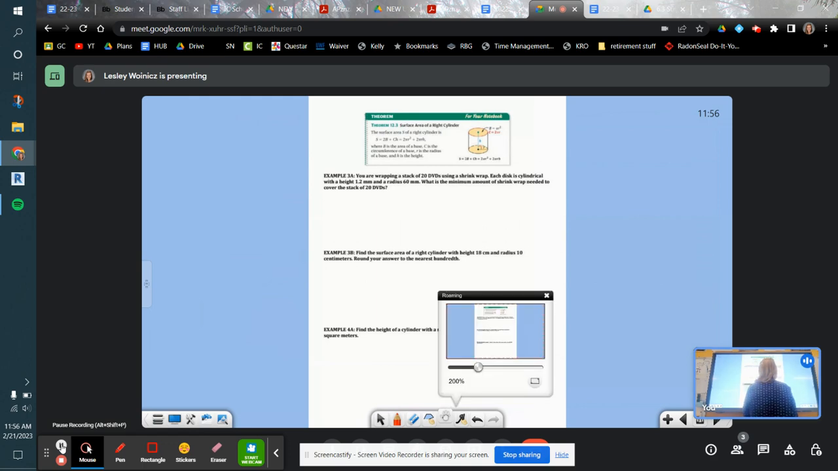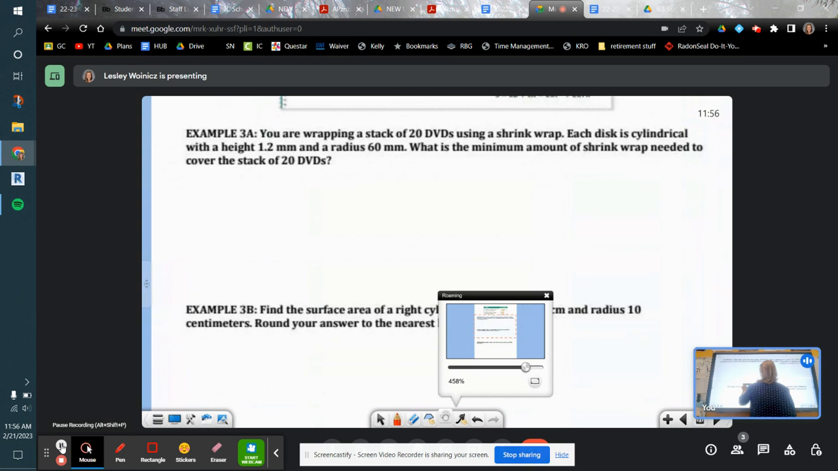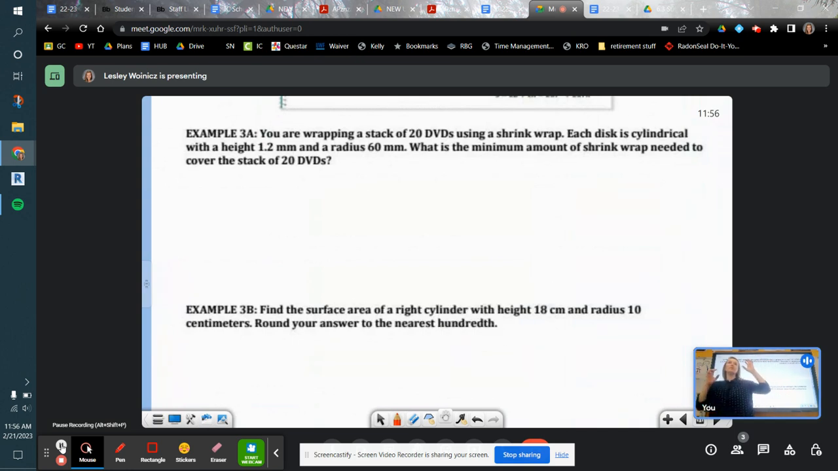Okay, I'm not going to mess with this formula either. We're just going to crank it out by adding up. You see that it's going to be two circles and a rectangle for a cylinder? We're just going to add them up.